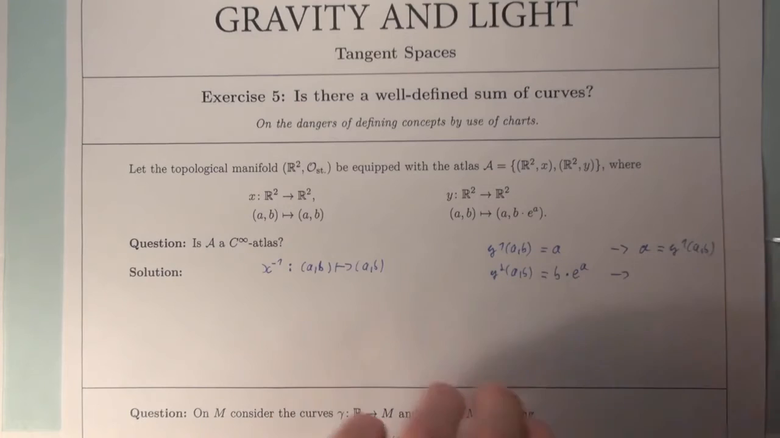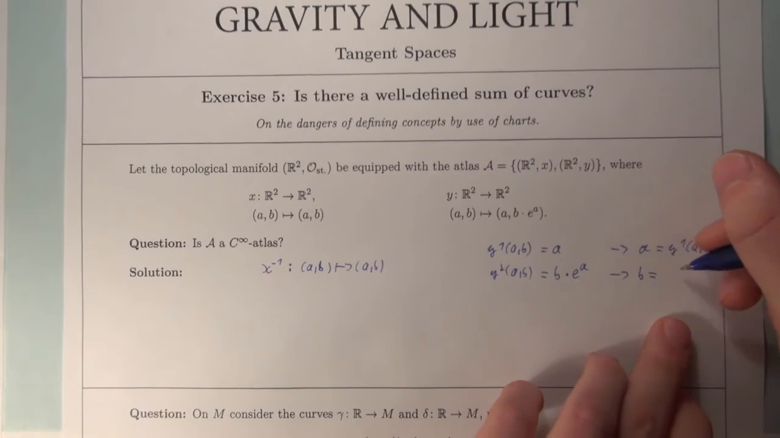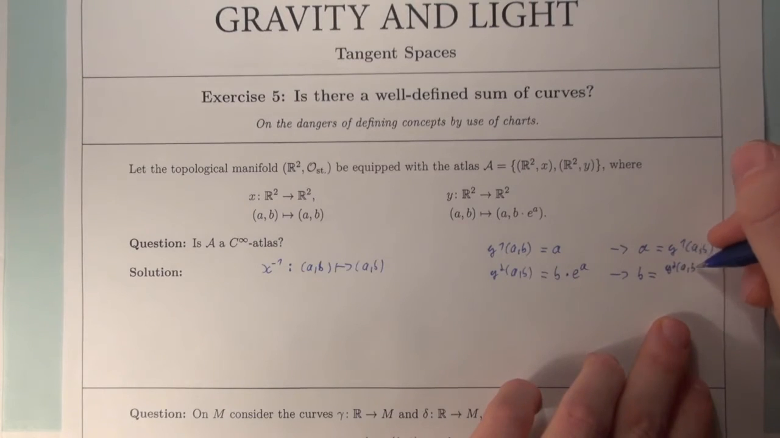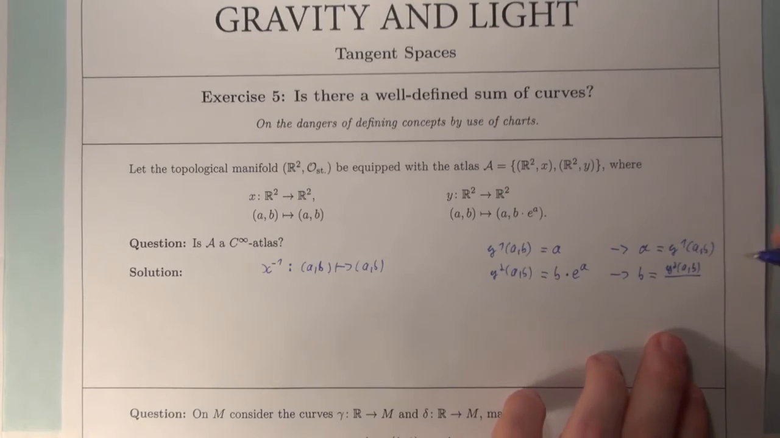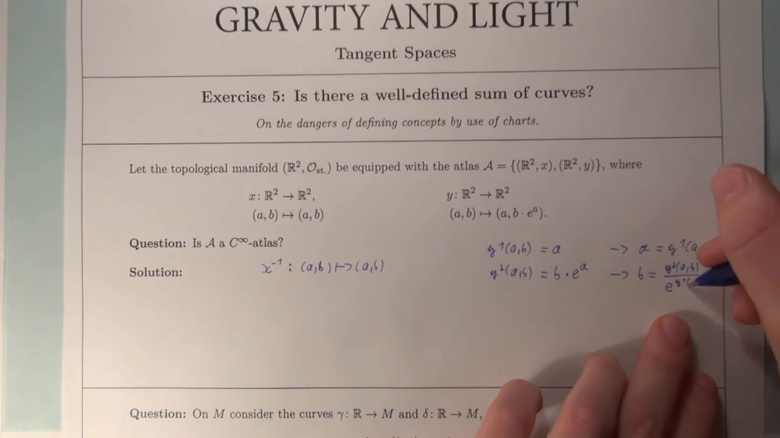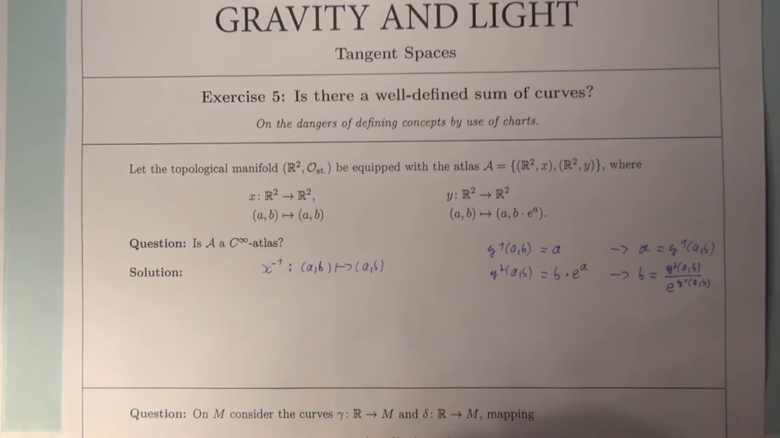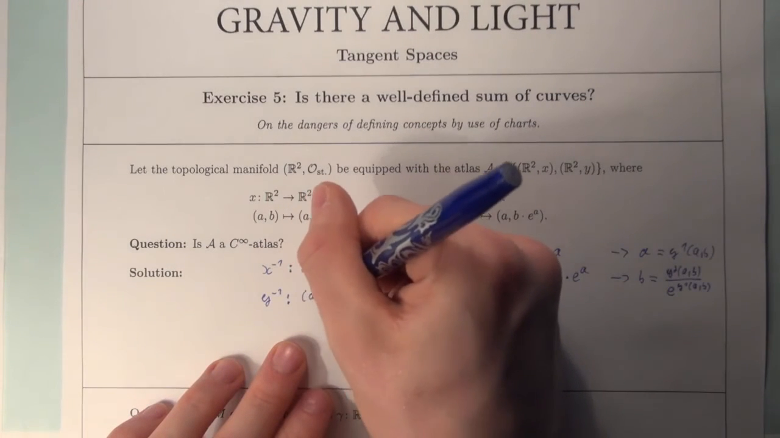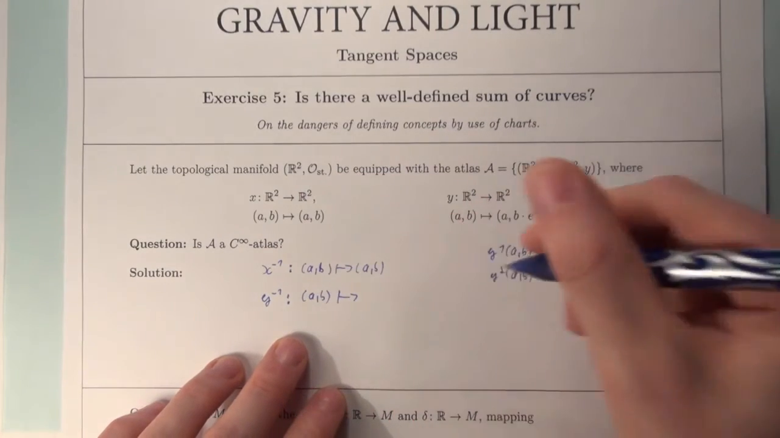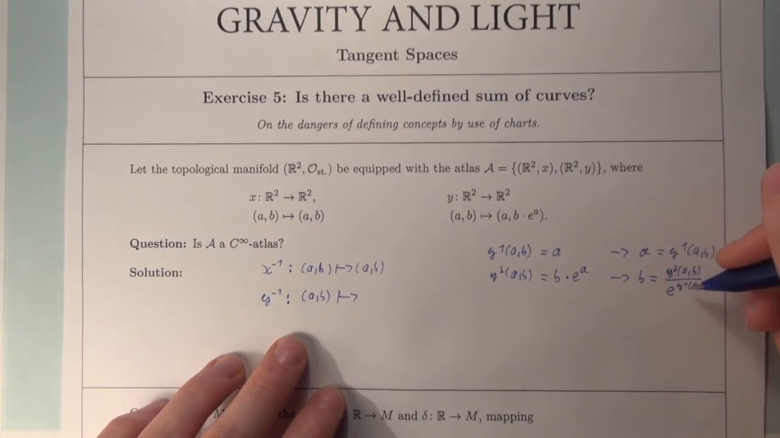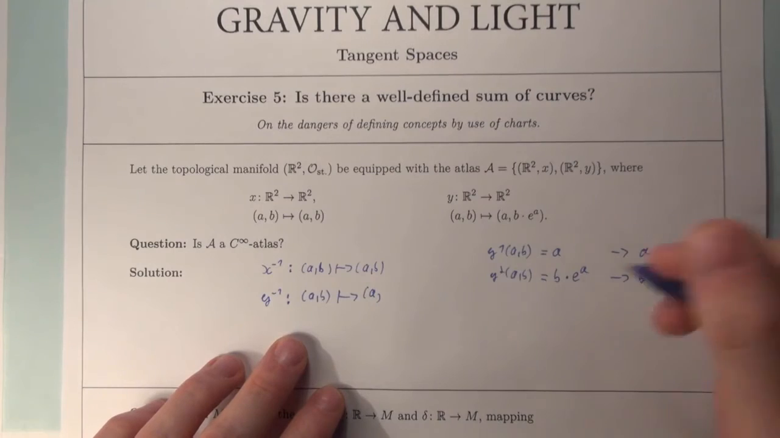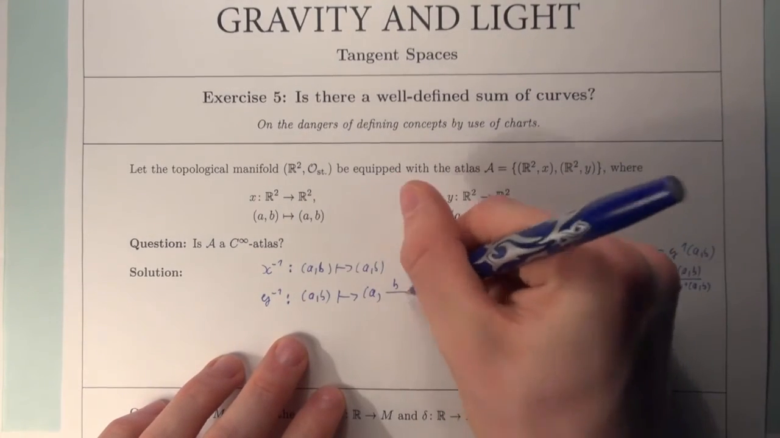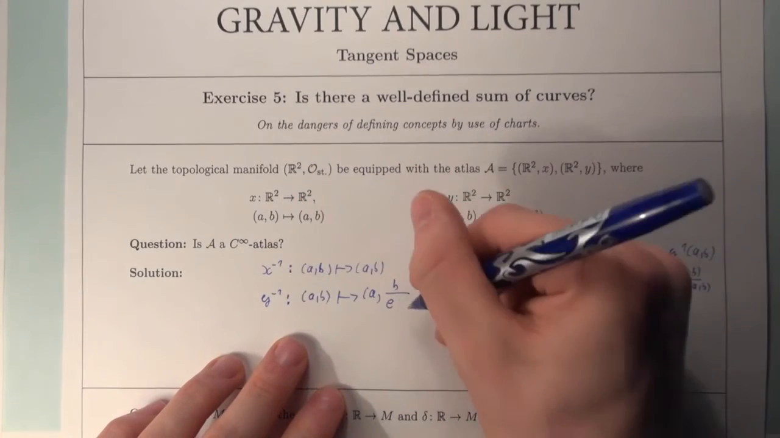Divide through this and get b. So b is y2 of (a,b) over e to the y1 of (a,b), right? So y inverse just maps (a,b) to the first, a, and then the second over e to the first. So b is the second, and e to the first is e to the a.